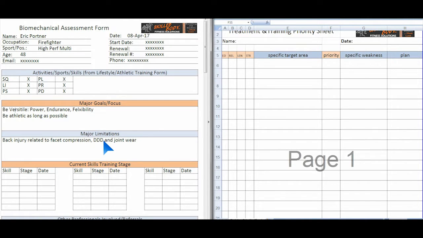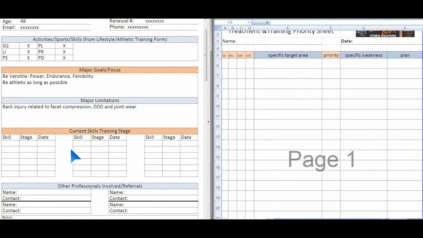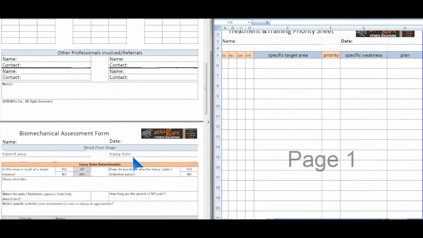So great to have that information, especially if you have a decent sized client load. Current skills: obviously, I haven't started him on the skill body protocol yet at this point. But as I give him more things to do, I'll be writing what skill he's working on, what stage he's at, and the date, and it helps me just keep track of the progression. And other info, like we talked about before, other professionals. This is relationship development for you, so super important. That's why I go over it.